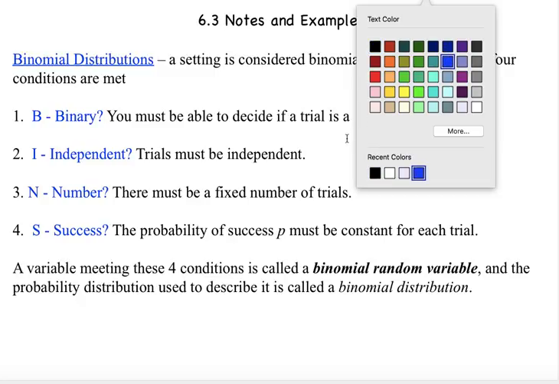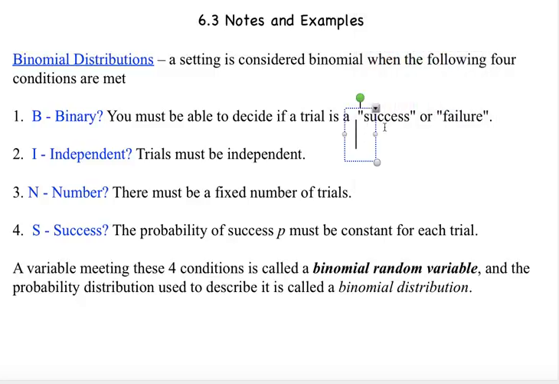The next thing that you're going to want to check for is if your trials are independent. Usually it'll say that in the problem. Other times you can kind of just know that they're independent. So if you're talking about flipping a coin, for example, whatever you get on your first flip has no impact on what you're going to get on your second flip. So you would know that they're independent.